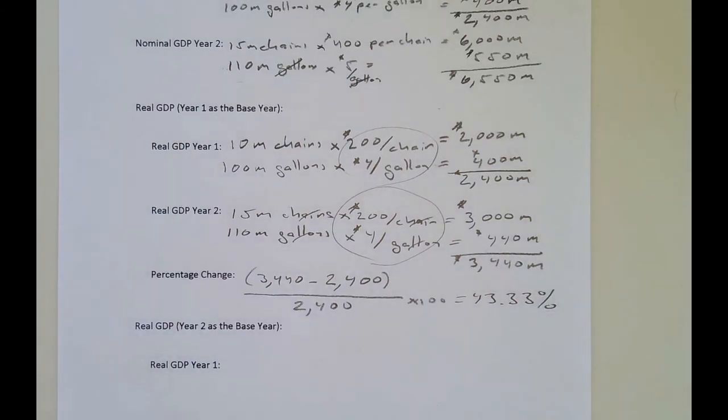What does that tell us? It tells us that from year 1 to year 2, we had a real increase in production of goods and services of 43.33%. If that seems high, it's very high. This is not a real example. All these numbers are made up, and so that number is fine.